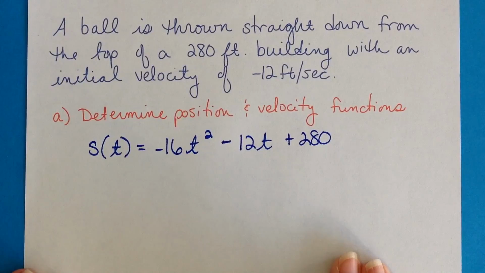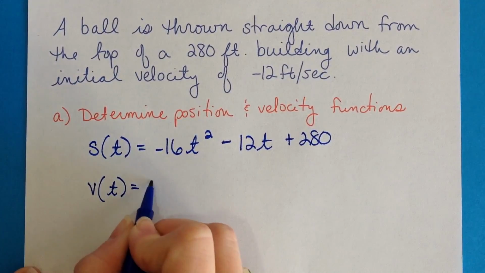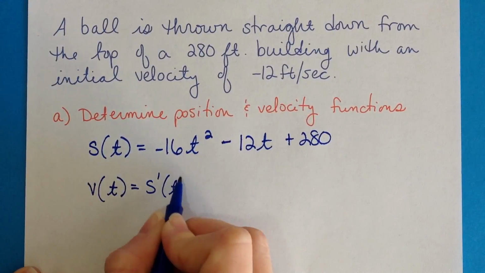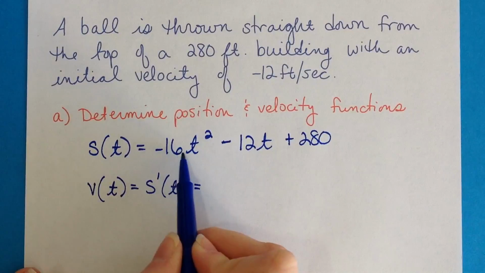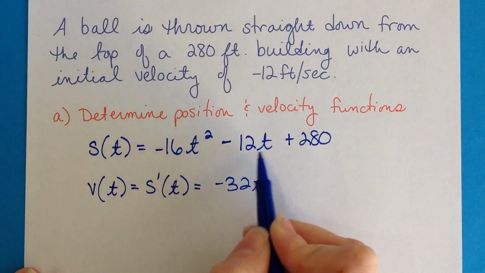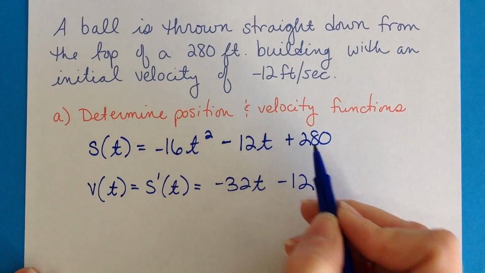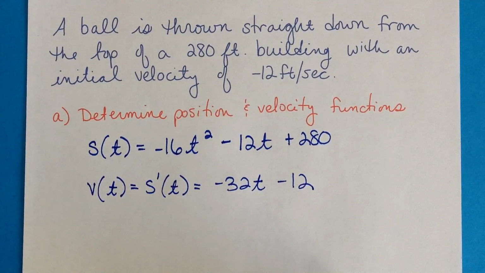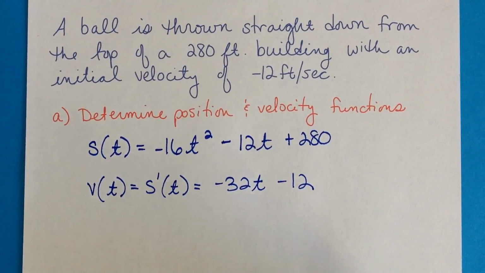So this is your position function. Okay, next you're just asked to find the velocity. Now remember, the velocity function is the derivative of the position function. So using your power rule here, that would give you negative 32t. Taking the derivative of the next term would be minus 12. And of course the derivative of this last term would just be 0, so you wouldn't have to write that down. So this is your position function, this is your velocity function.